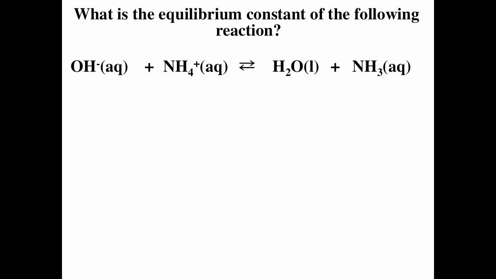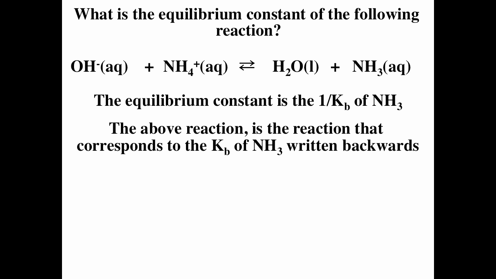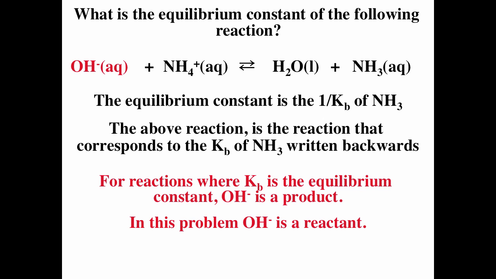If we look on the other side of the hydroxide, we see ammonia. And so the equilibrium constant is going to be 1 over Kb of ammonia. And again, this reaction is just the reaction of Kb for ammonia written backwards. And so it's going to be the inverse.